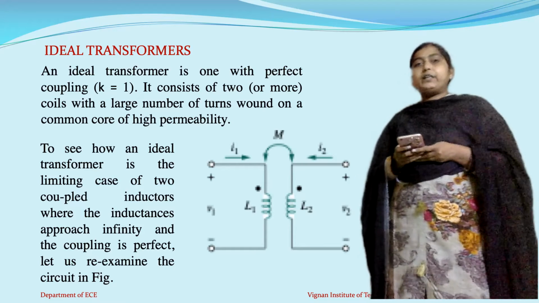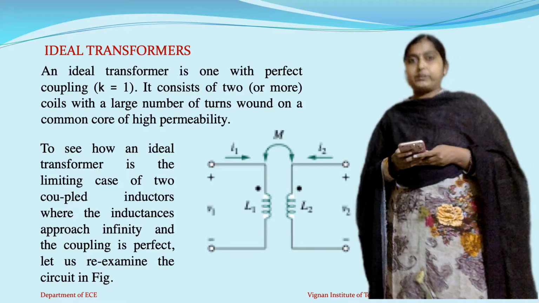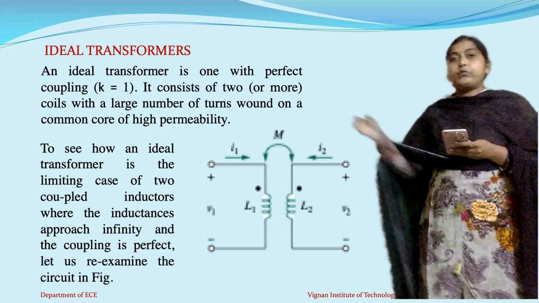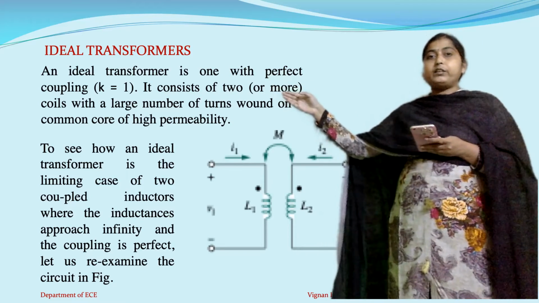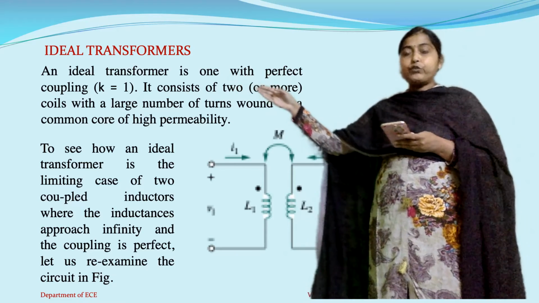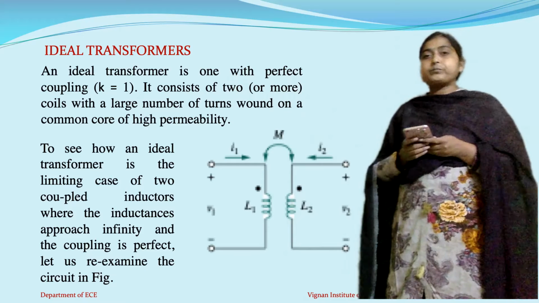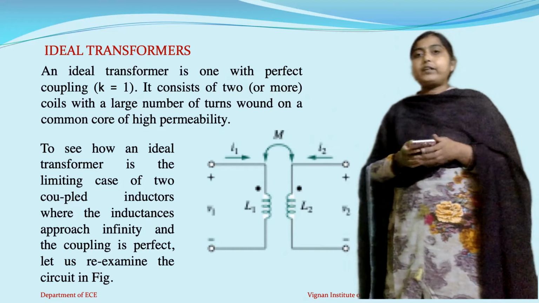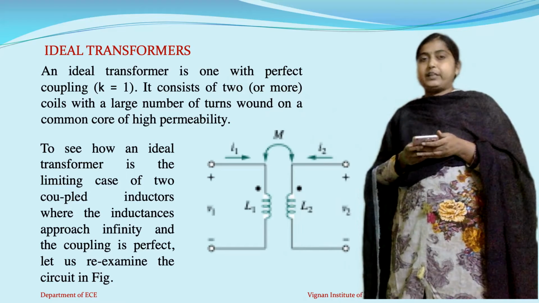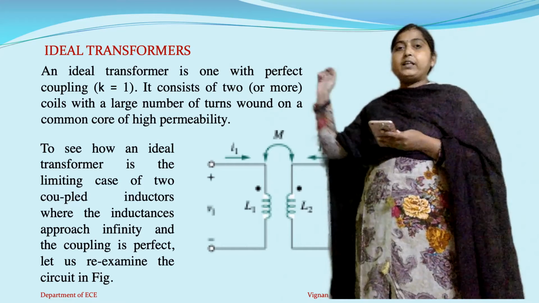Now today we will be discussing the last topic of the first unit, which is ideal transformers. So what is an ideal transformer? An ideal transformer is one with perfect coupling. In the previous class we discussed that the coefficient of coupling K normally ranges from 0 to 1. When K is equal to 0, it is not coupled. When K is equal to 1, it is perfectly coupled.